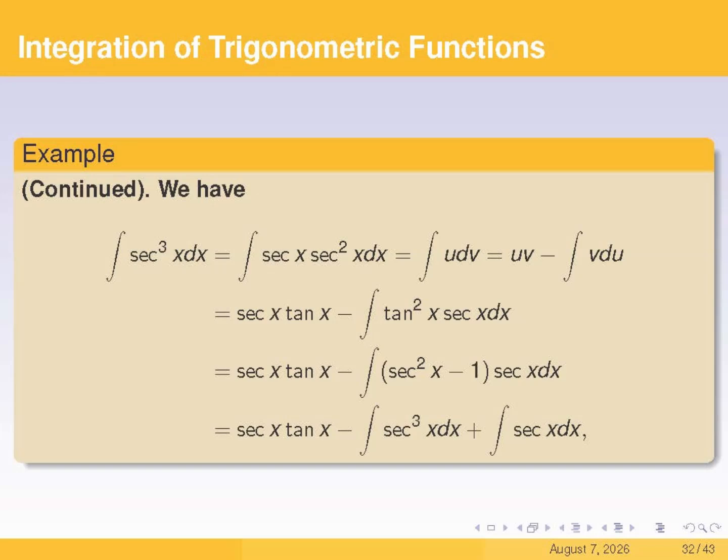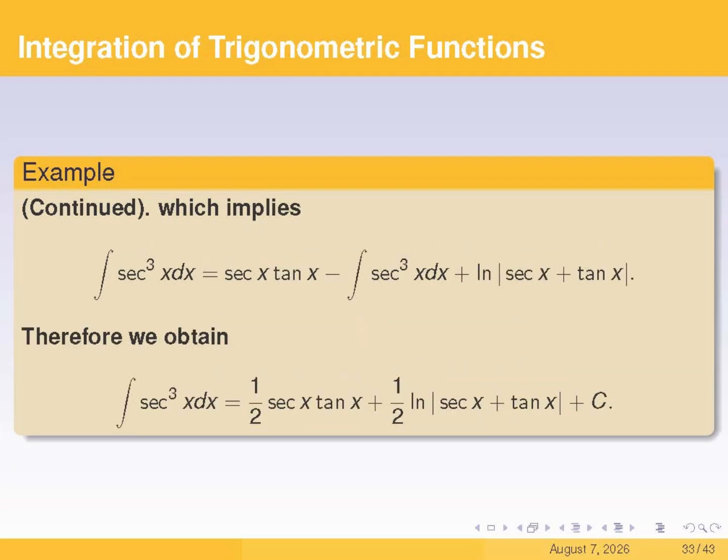The second to last line utilizes the identity secant x squared equals 1 plus tangent x squared. After simplification, we obtain the mathematical expression on the last line. Since the indefinite integral of secant x was previously evaluated, we obtain the mathematical expression on line 2. Finally, by treating the indefinite integral of secant x cubed as the unknown, we can solve for the indefinite integral of secant x cubed on the last line.